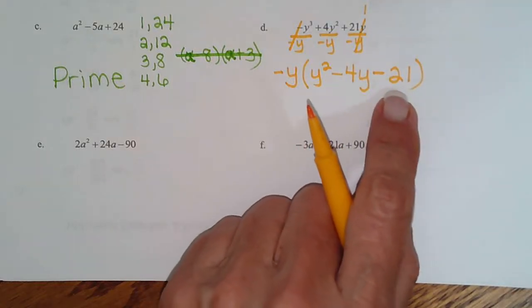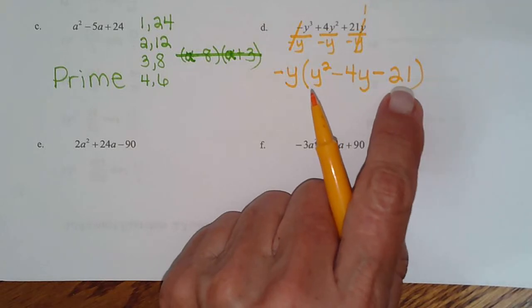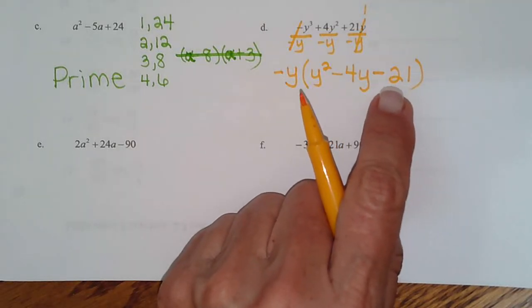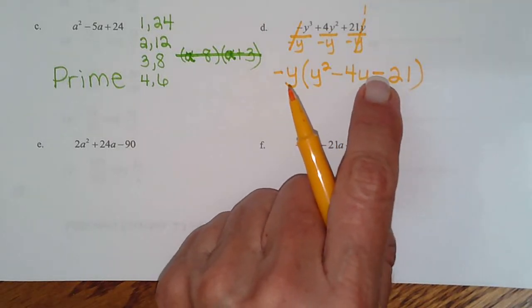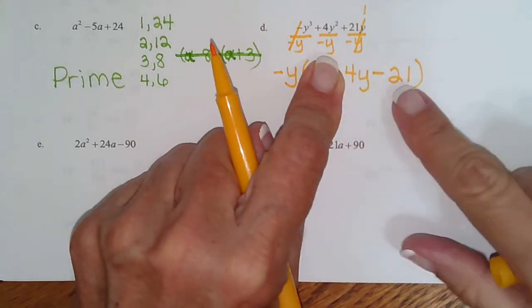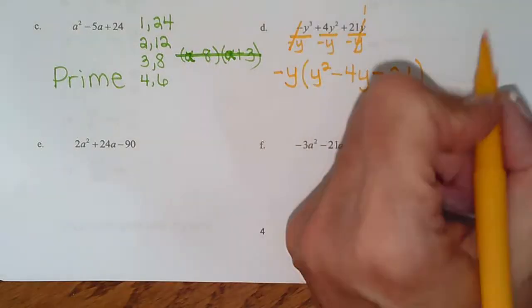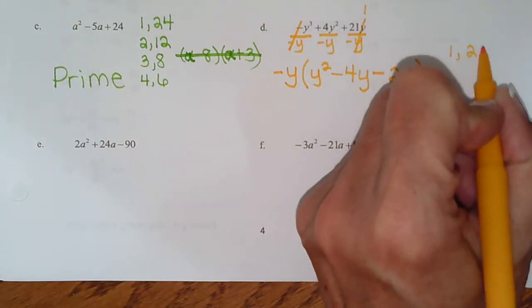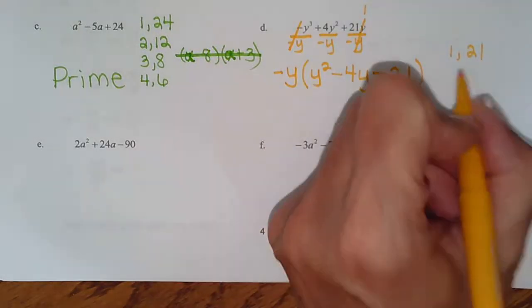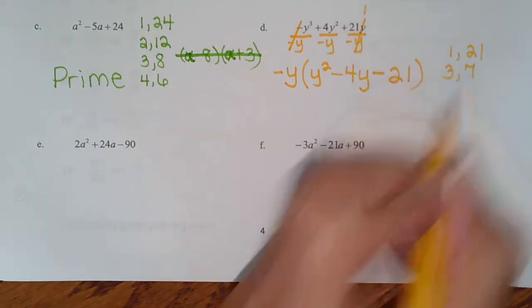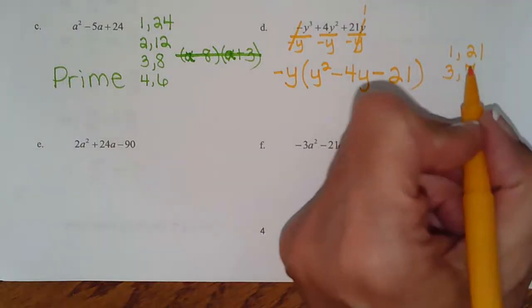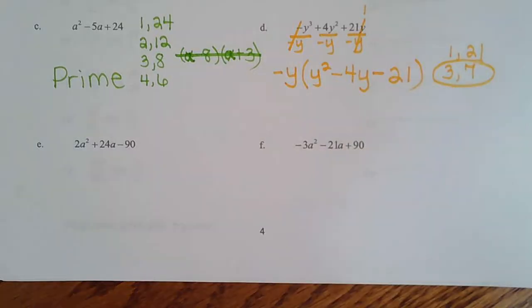We have to say, I wonder if there's factors of 21. Remember how I said read the problem backwards? That subtract, don't look at that sign. Are there factors of 21 that subtract to 4? Oh, there are. 1 and 21, does that subtract to 4? No. 3 and 7, does that subtract to 4? Yes. And then we do our signs next.